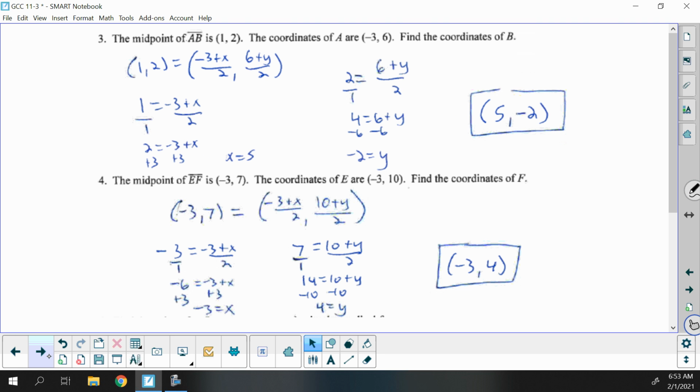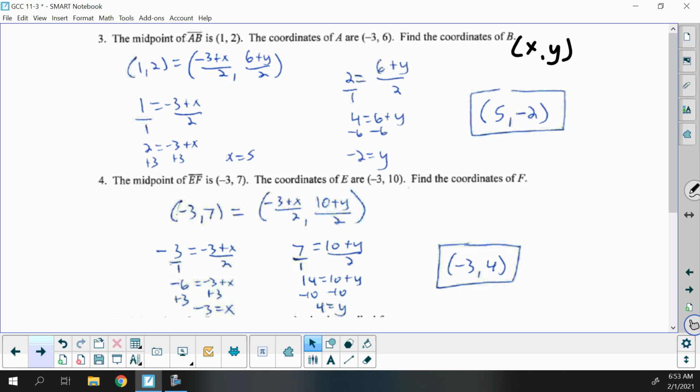All right, so these next two are really common questions in this unit. So they give us the midpoint, and one of the endpoints, we got to find the other endpoint. So call the other endpoint xy. So -3 plus x over 2 and 6 plus y over 2 will give us the midpoint. Well, that should be equal to the midpoint of 1, 2. So set the x parts equal.